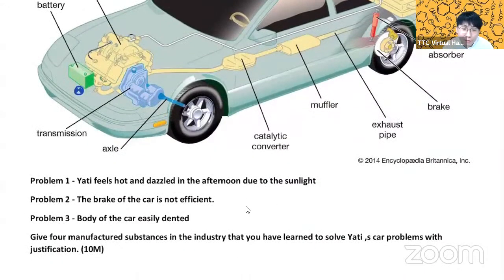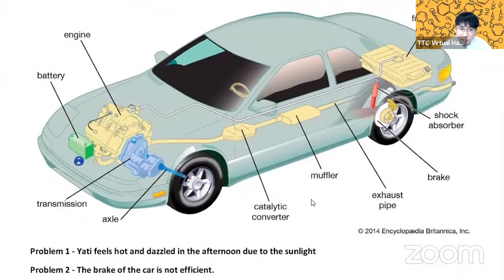Okay. So now give four manufactured substances in the industry that can solve Yati's problems with justification, and it's 10 marks here. You have three problems here. You must solve all three to get 10 marks. So in this case, if she feels hot due to the sunlight, what can you do? Now she's sitting in the car. She feels very hot. But turn on the aircon.